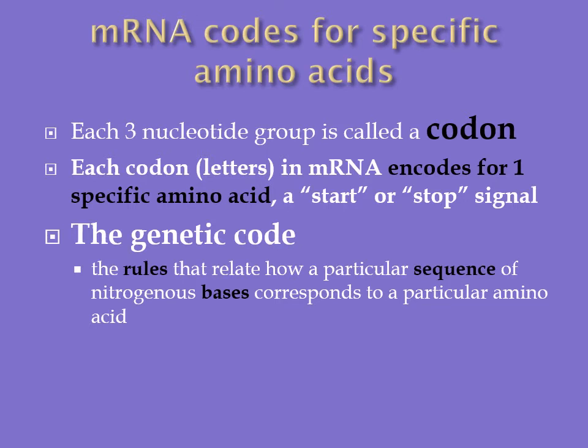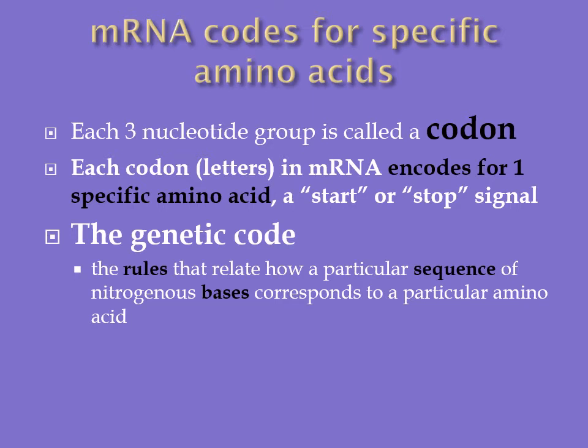So mRNA codes for the specific amino acids that are going to build the protein. In our message, we're going to look at every 3 nucleotides, or every 3 letters, in our message. For example, AUG. Those would be 3 letters that would code for an amino acid. Each group of 3 nucleotides is called a codon. So every 3 letters in our message is called a codon.